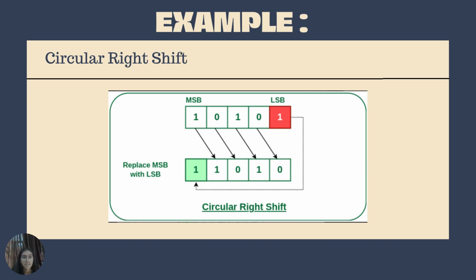You can see that there are three types. The conclusion is that there are three types: logical, arithmetic, and circular. What happens in arithmetic and logical? There is loss of information, while in circular there is no loss of information. So that's all about the shift operations.